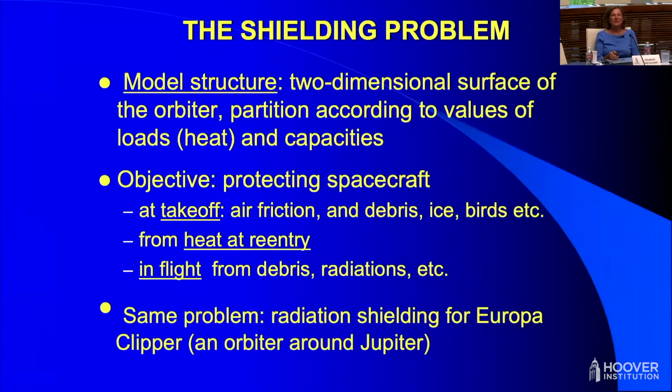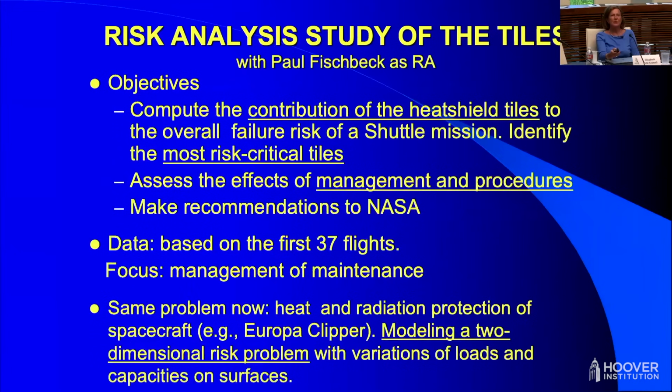So the shielding problem. We have a two-dimensional surface, as I said, protecting the spacecraft at takeoff, for the heat at re-entry and in flight from the radiations. Now, same problem, the radiation shielding for your Europa Clipper, which is an orbiter around Jupiter that they have just launched. Exactly the same problem. The risk analysis study for the tiles that I did with Paul Fischbeck, the objective was to compute the contribution of the tiles to the overall failure risk of a shuttle mission and to identify the most risk critical tiles.